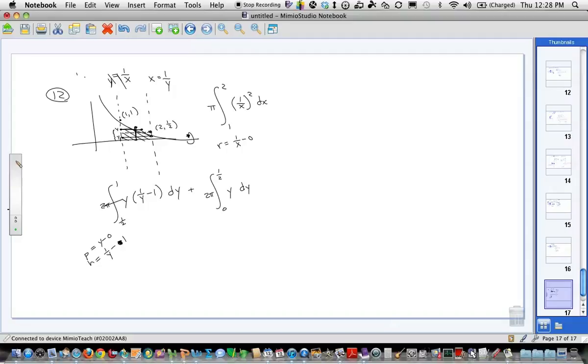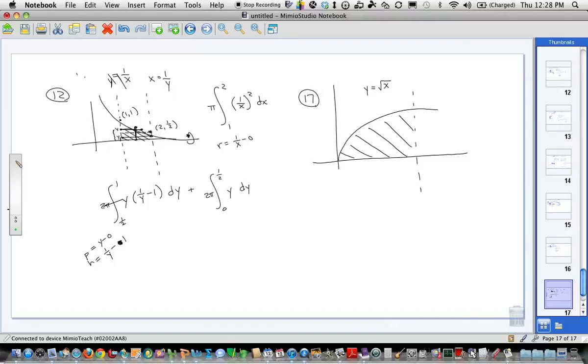What'd you get on 17? 192 pi over 5. Now, I want to do this. I think you were supposed to do this as shell method, right? So if we got y equals square root of x, this line here was at 4, and you were supposed to revolve it. Did you revolve it around y equals or x equals 6?